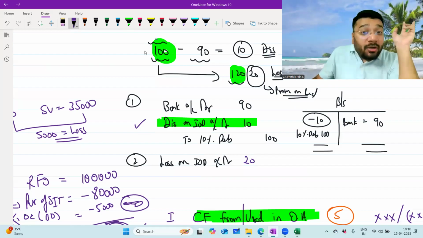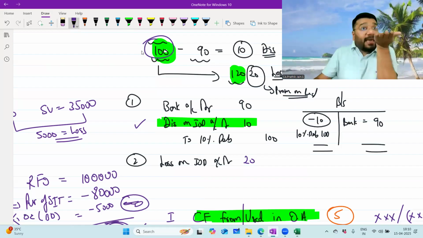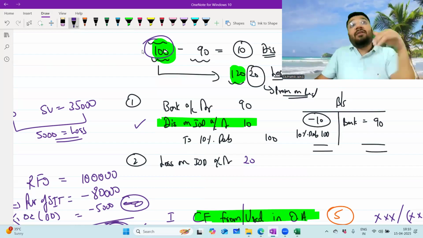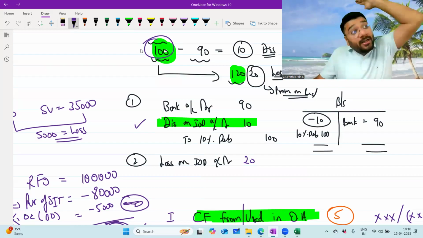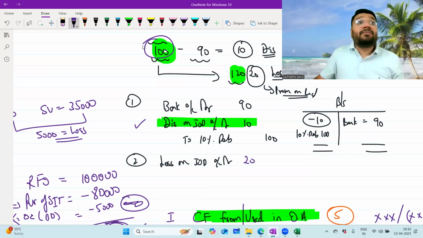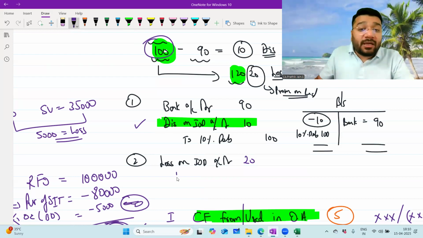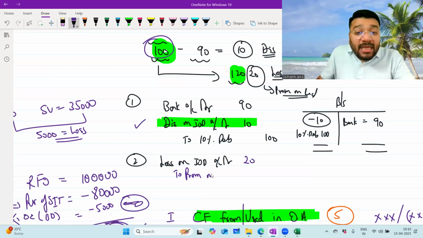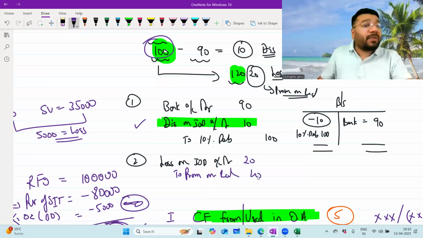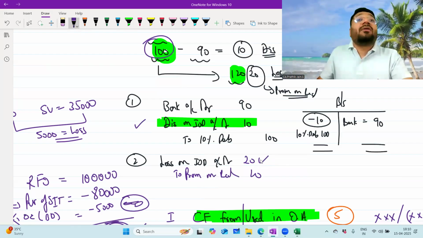Means what? For a 100 rupee debenture, you actually gave him 100 rupee worth of debenture. But in future, how much are you going to pay him back? 120 rupees, 20 extra from your pocket you'll pay. So 20 rupees is called loss on issue of debenture. Second, premium on redemption of debenture 20. So this loss will be subtracted from your P&L.